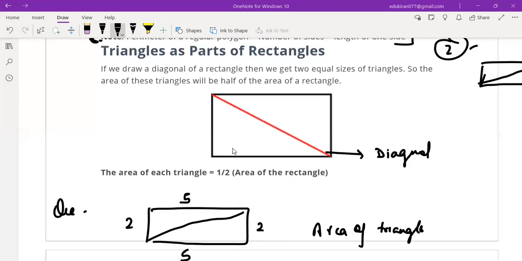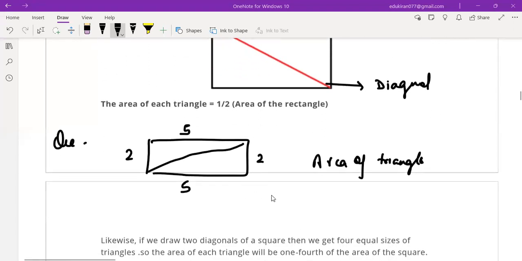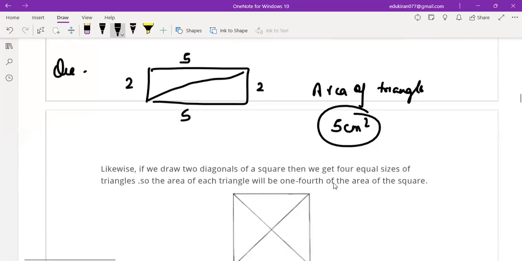Okay, so should we discuss the answer? Yes, ma'am. 6 centimeters square. Oh, it was 5? Many people were telling 5 centimeter square. Everybody got that? Yes, ma'am.